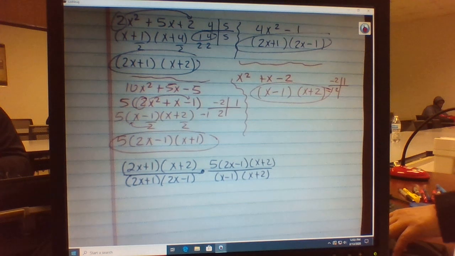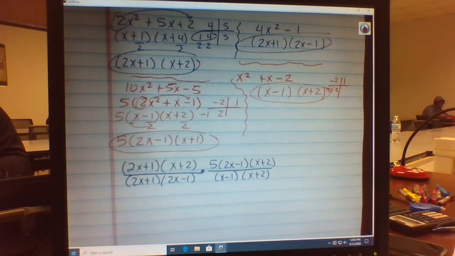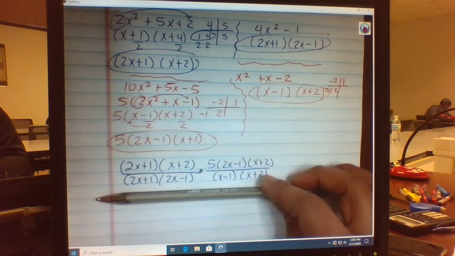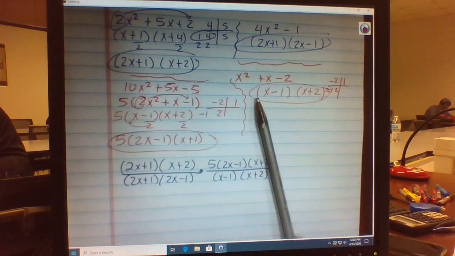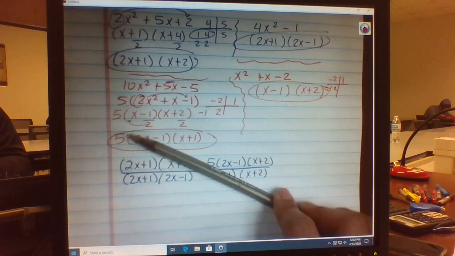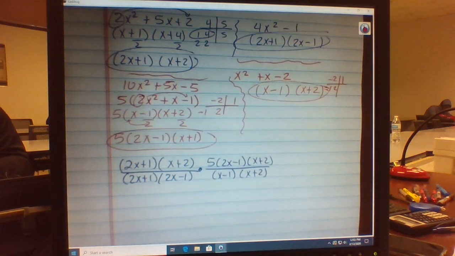What happens if everything on one side of the multiplication cancels out? It's okay. As long as you have something paired on top with the bottom, whether it's in the same fraction or in the second or in different ones.